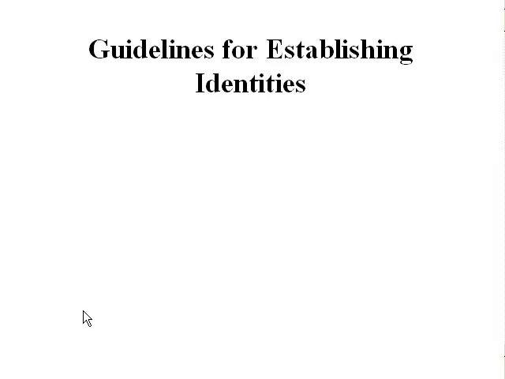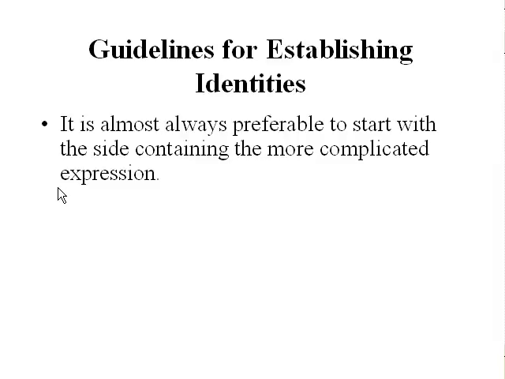Remember the general guidelines that we talked about last time, that it is a good idea, if you can't think of anything obvious else to do, to look at the more complicated side of the equation and see if you can't change it into a simpler form that would match the original simpler side. That would be a good way to establish the identity.